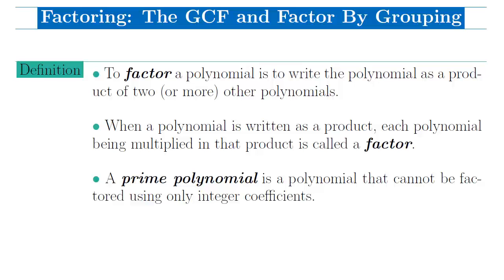to factor a polynomial. Okay, so the first definition says to factor a polynomial is to write the polynomial as a product of two or more other polynomials. So for example, if you take the polynomial x squared minus 9 and you think about it long enough, you might see that you can rewrite this polynomial as x minus 3, x plus 3. So this process of going from x squared minus 9 to the product x minus 3 times x plus 3, that's called factoring.